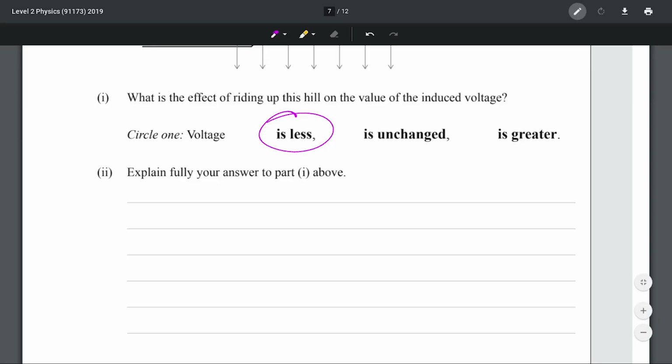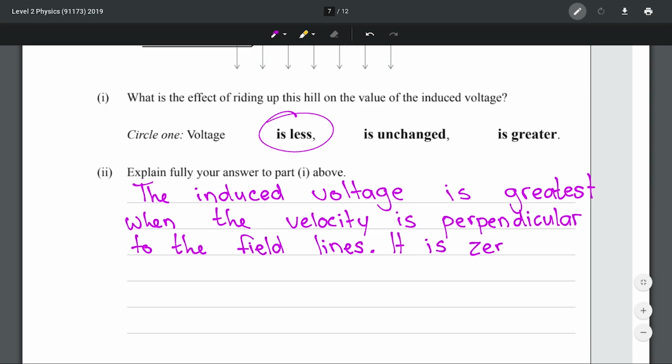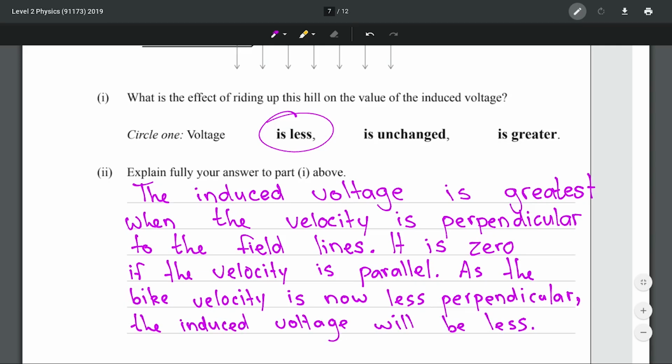The induced voltage is greatest when the velocity is perpendicular to the field lines. It is 0 if the velocity is parallel. As the bike velocity is now less perpendicular, the induced voltage will be less.